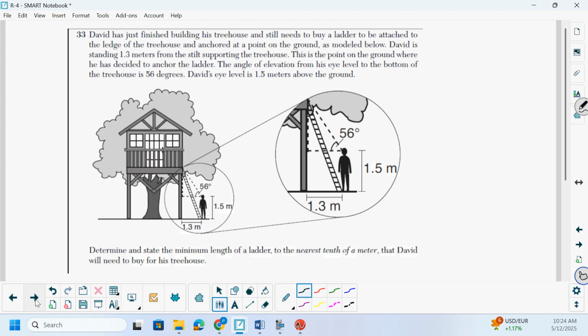We've got two triangles going on in this picture. So this triangle here, and I'm going to redraw it off to the side. We know we've got a right angle, we've got 56 degrees, and the bottom side should be 1.3 meters to match that 1.3 meters that is on the bottom. The other triangle that we have is this big one here that involves the ladder.